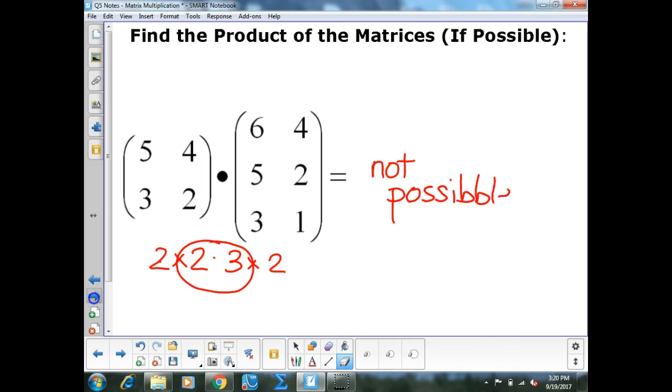Nice spelling. I can't think and talk and write all at the same time. It's impossible to multiply them together because of the dimensions.